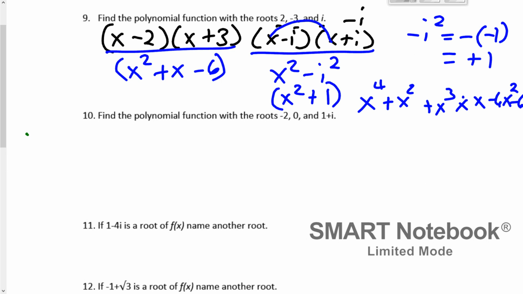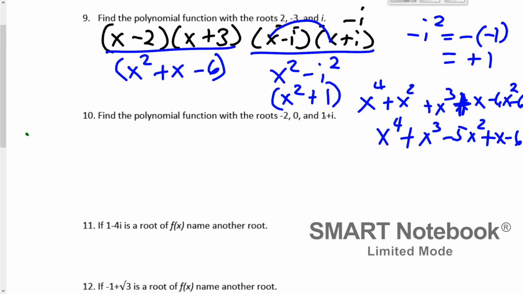Oops, that's a plus sign right here, sorry. There's a plus sign. Now we can combine like terms. So we get x to the 4th plus x cubed minus 5x squared plus x minus 6. So that's the answer to number 9.